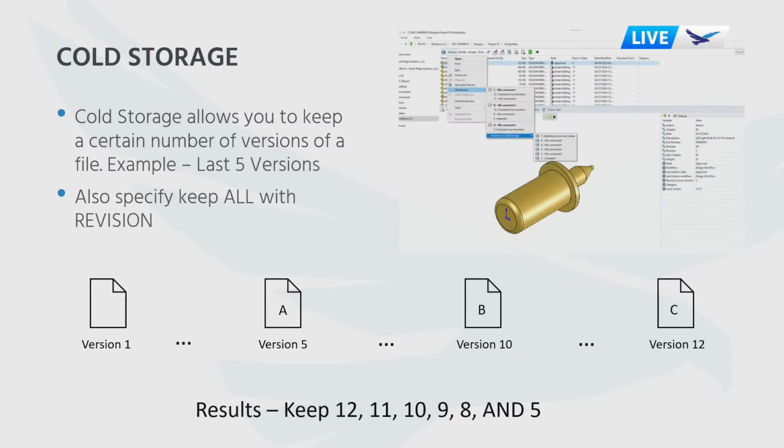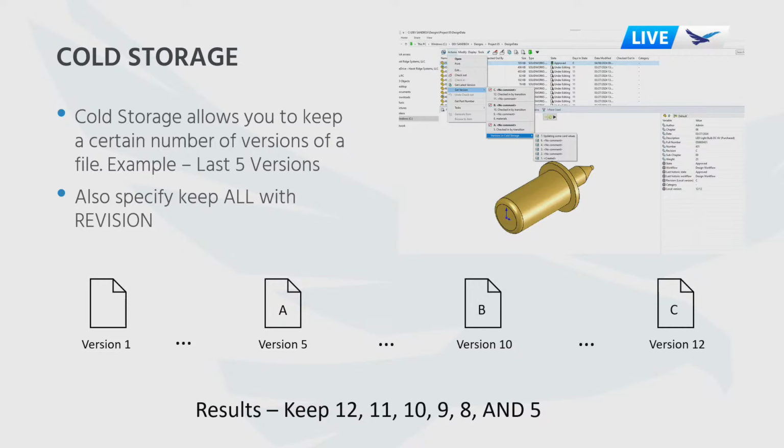Now in this example here, let's say I'm going to keep the last 5 versions of this 12 version file, well, that would mean that I'm going to keep everything from 12 all the way back to number 8, but I also have a way that I can keep everything that's marked as a revision, and that's typically an important concept for customers that we talk to.